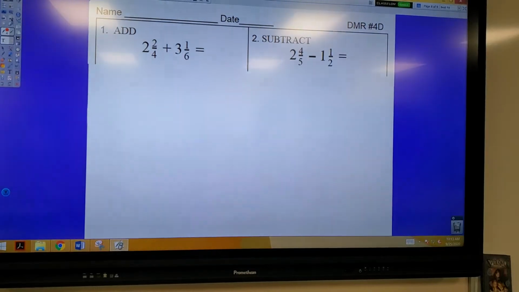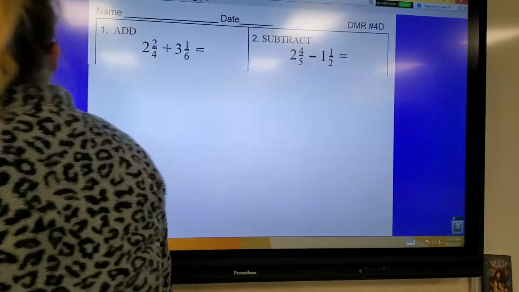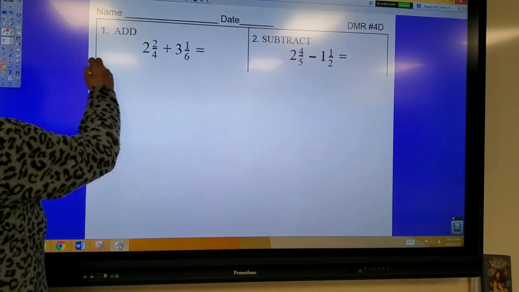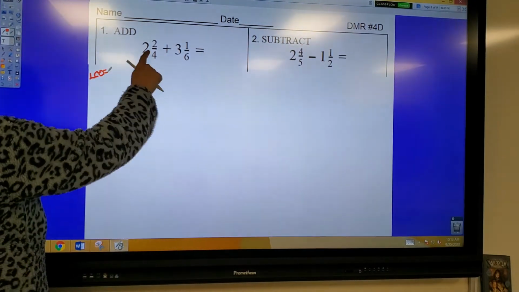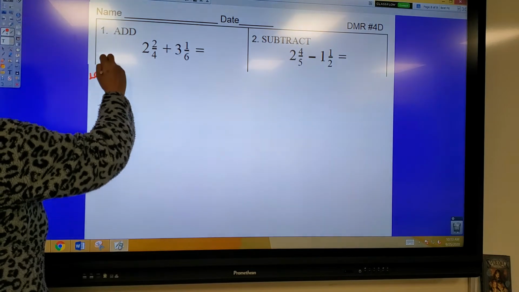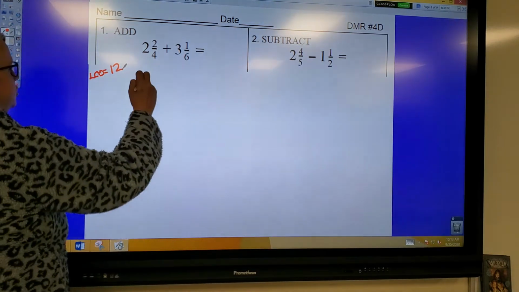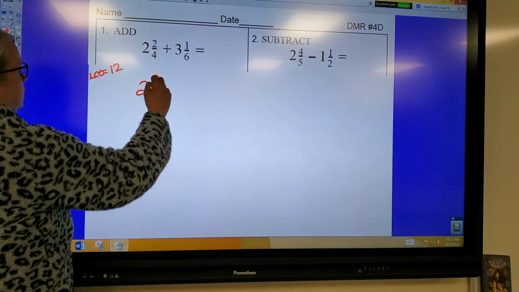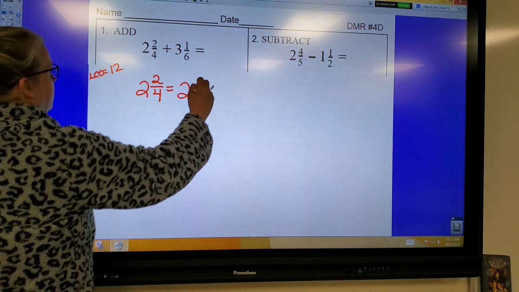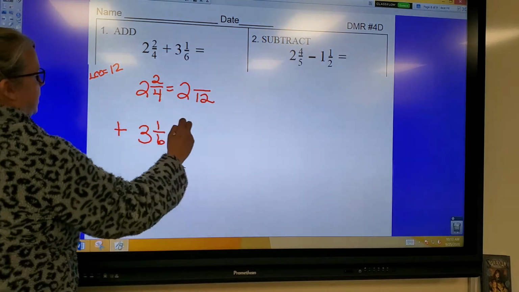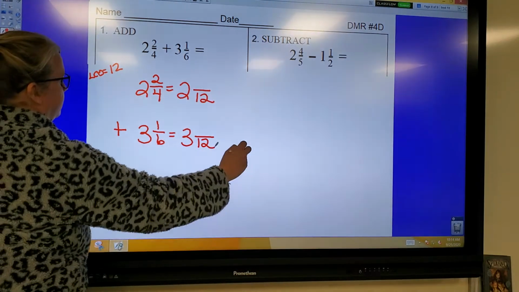Okay, we're on to our last DMR, DMR number 4. I'm adding and subtracting. I need common denominators. And number 1, my denominators are 4 and 6. And the LCD of 4 and 6 is 12. So I do need to change both denominators to 12. So we have 3 and 1/6, which is going to become 3 and something over 12.